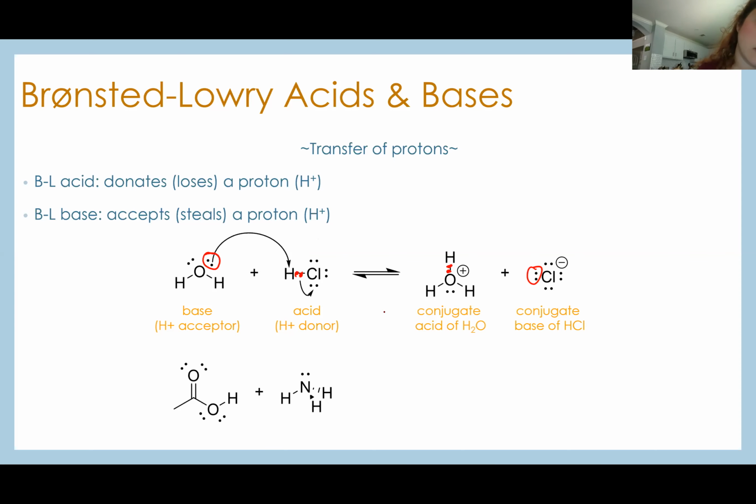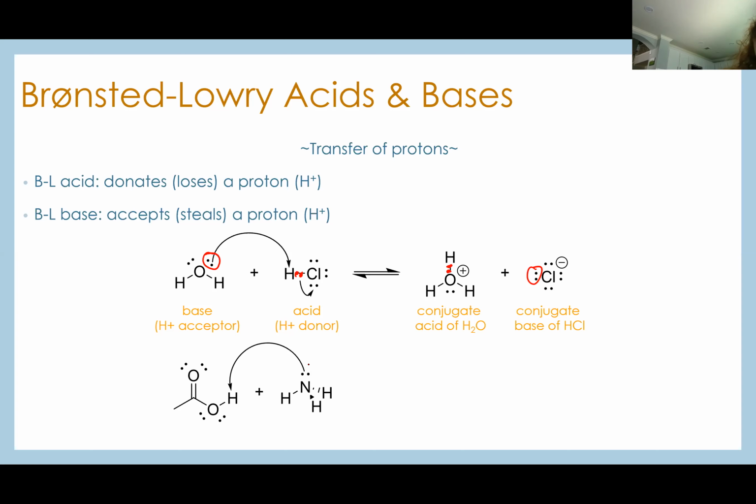Okay, another one. We have acetic acid, which is one of your compounds that you need to memorize. And we have ammonia. Which one of these is going to be our acid? The acetic acid. Right, yeah. It's not a trick question, right? The one that has acid in the name is definitely the acid. And then ammonia is going to be the base. And remember, the acid is a proton donor. The base is a proton acceptor or thief.